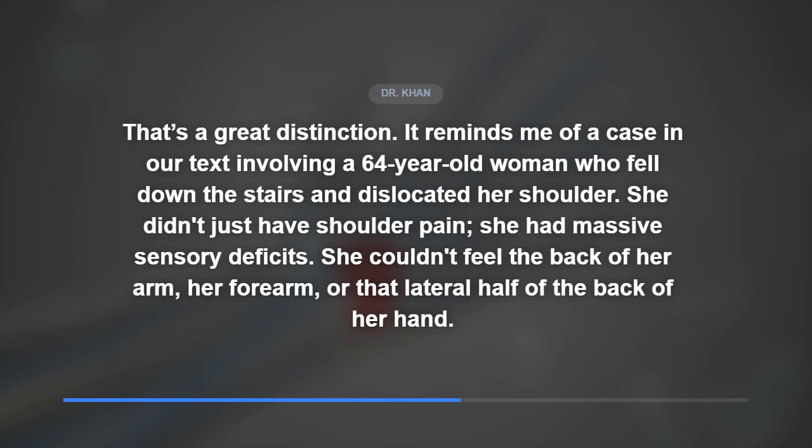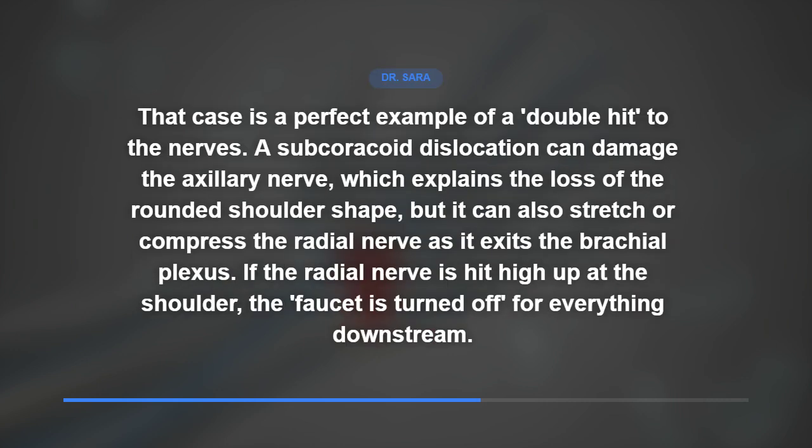That's a great distinction. It reminds me of a case in our text involving a 64-year-old woman who fell down the stairs and dislocated her shoulder. She didn't just have shoulder pain, she had massive sensory deficits. She couldn't feel the back of her arm, her forearm, or that lateral half of the back of her hand.